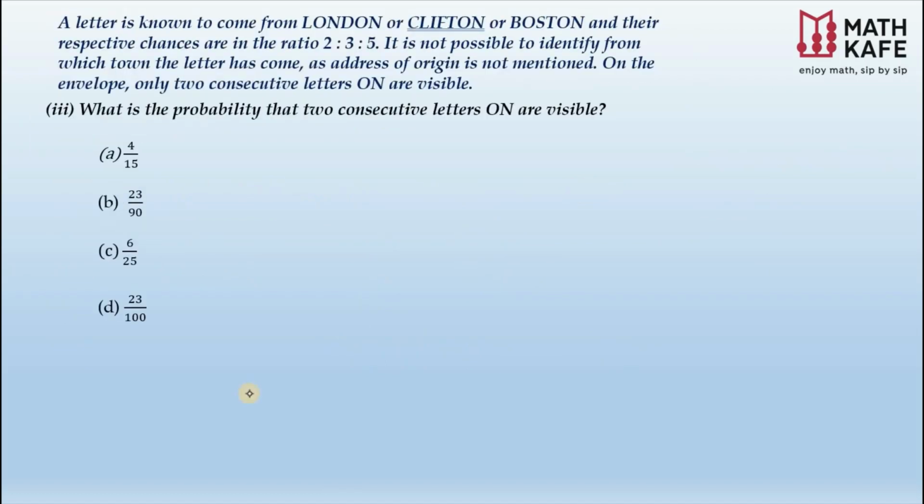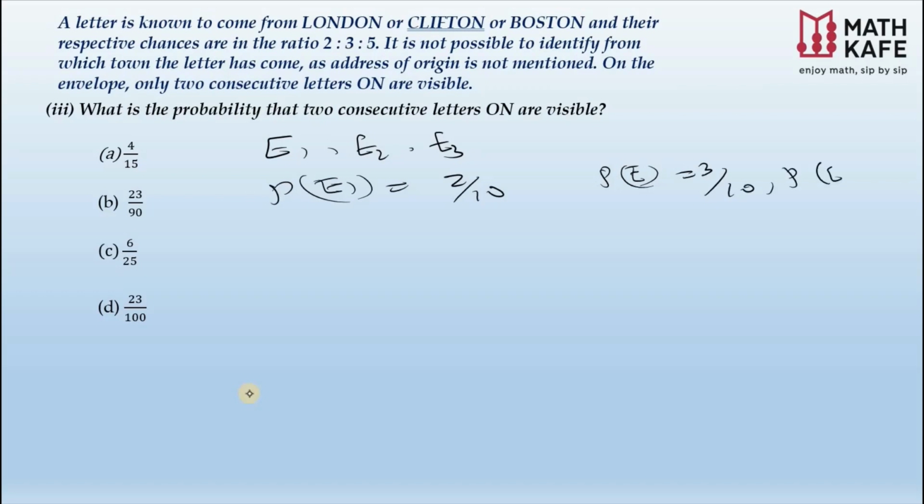We need to get the probability that letters ON are visible. ON is visible means the letter could be from London or Clifton or Boston. We'll assume that E1, E2, E3 are the events that the letter has come from London, Clifton or Boston. P of E1 will be equal to 2/10, and then P of E2 is equal to 3/10, and P of E3 will be equal to 5/10. Please don't simplify, just leave it as it is.